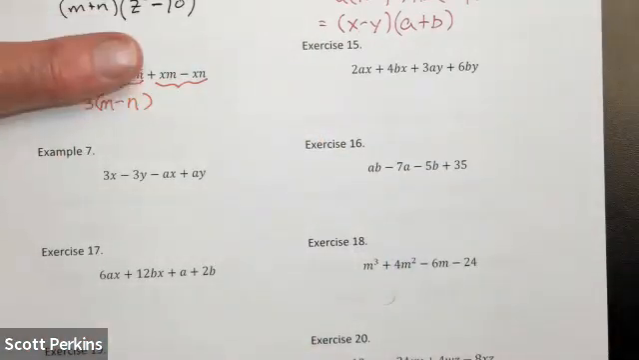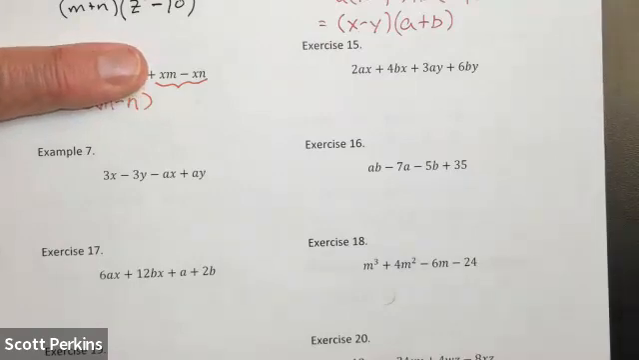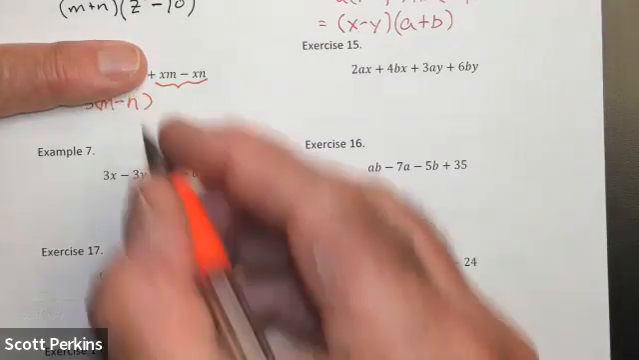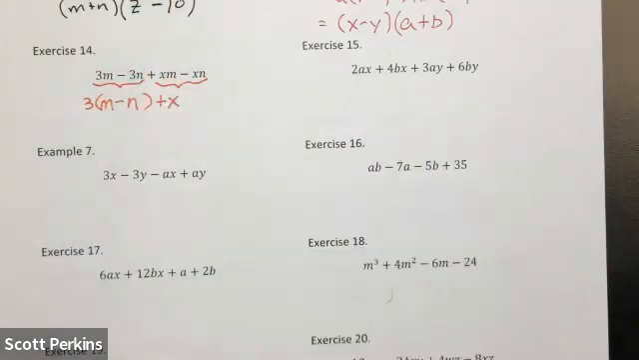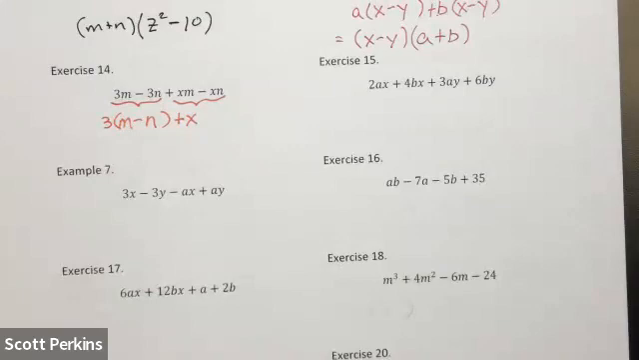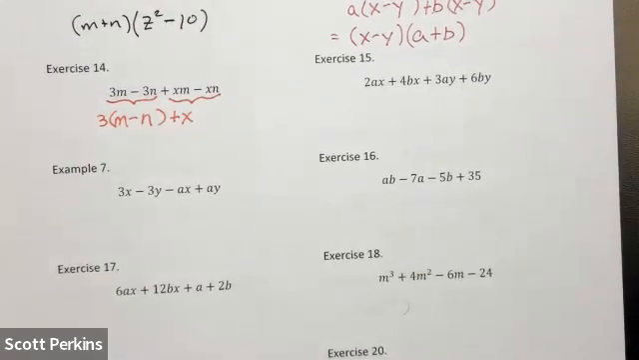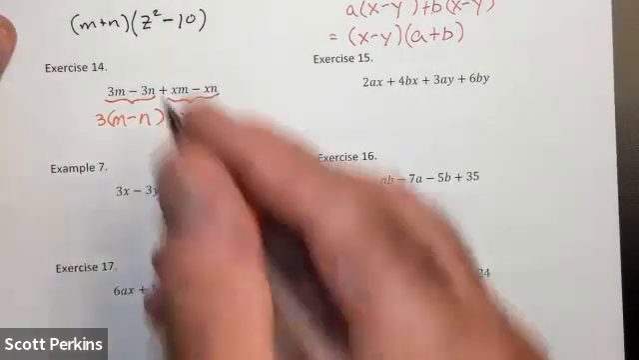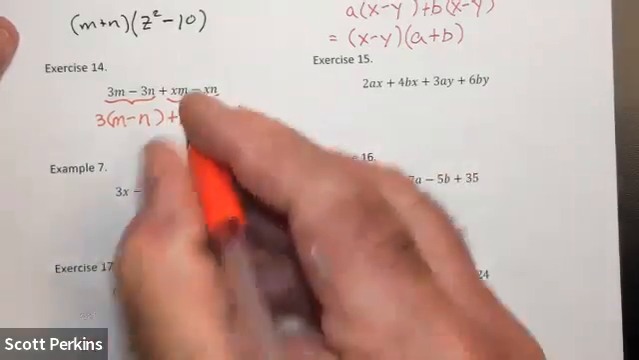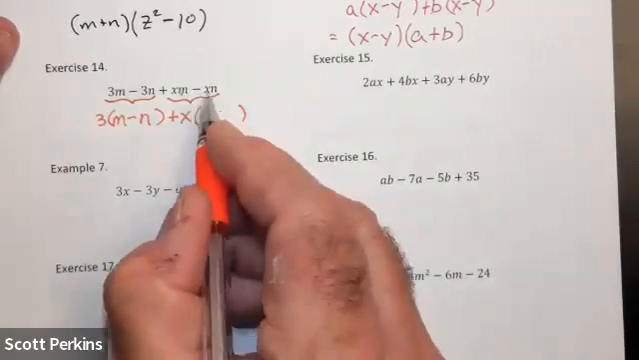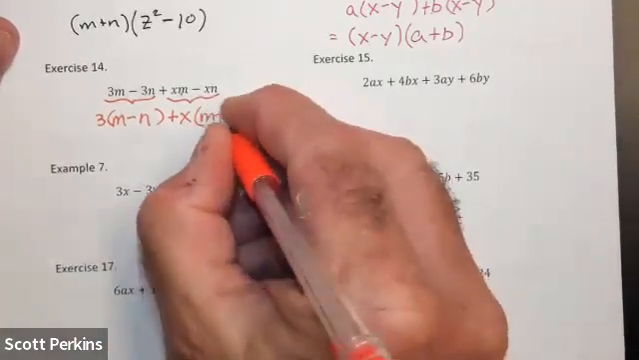And now looking at the last pair of terms, what do those two have in common? X. I'm going to write a plus X. Again, when we get to example 7 in a minute, I'll explain how you know if that's going to be a plus or a minus. Okay, but for right now, just trust me. And so I'm going to factor out a plus X, and then xm divided by X leaves m. A negative xn divided by X leaves negative n.